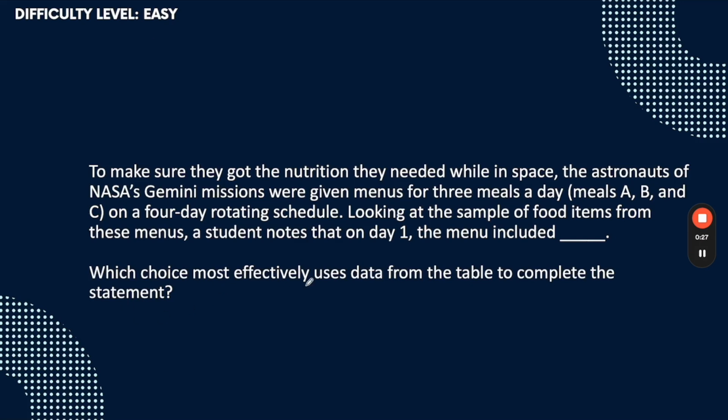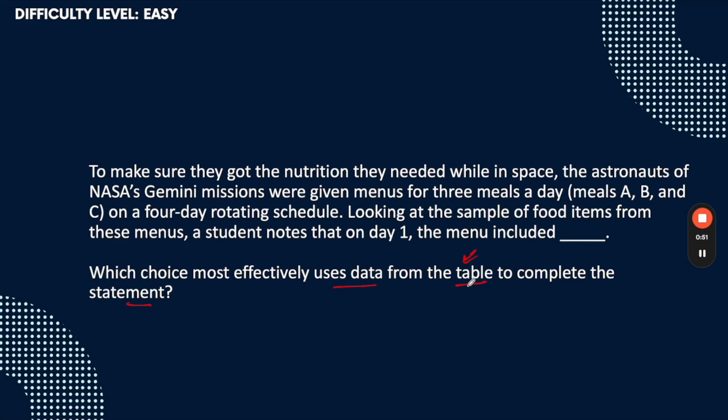Which choice most effectively uses data from the table to complete the statement? So what do I understand from the question stem? There is a text. In the text, there is an incomplete statement which I need to complete with the help of the table, right? And what is it that I require to complete the sentence? I will understand that only once I've read the text and understood it. So let us go ahead and read the text now.